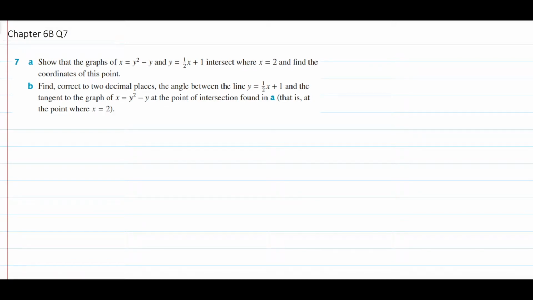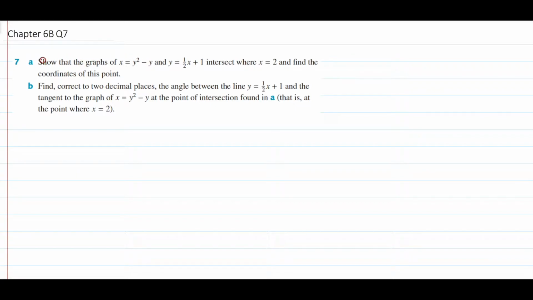Today we are doing chapter 6B, question 7, which is your differentiation chapter. This question is actually very intriguing. It's actually quite similar to what you study in methods, but they've put a special flavor into the question. Right, so let's look into the question and you'll see what I'm talking about.